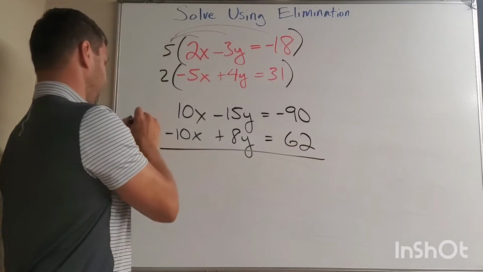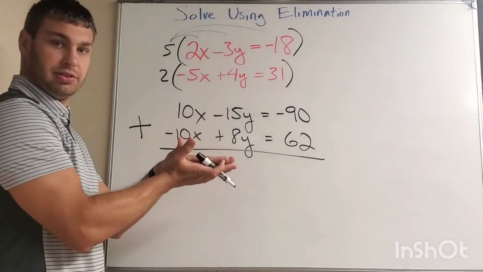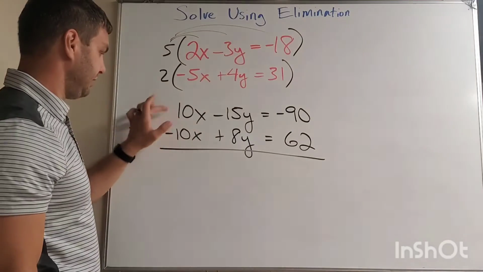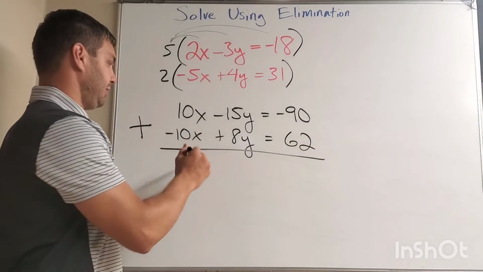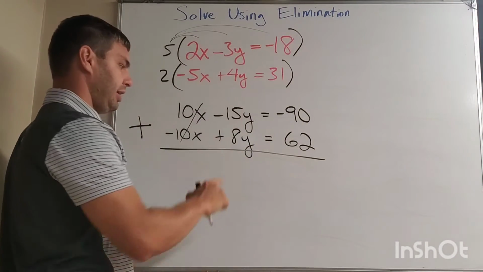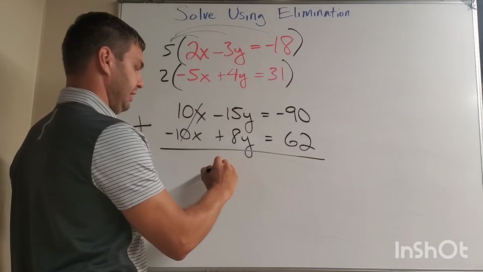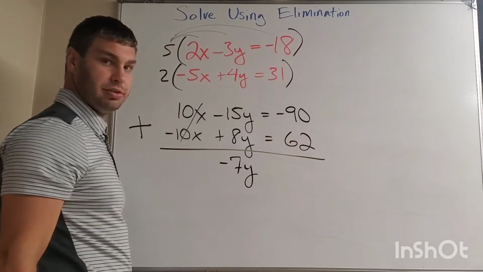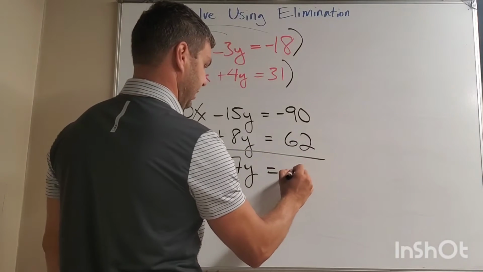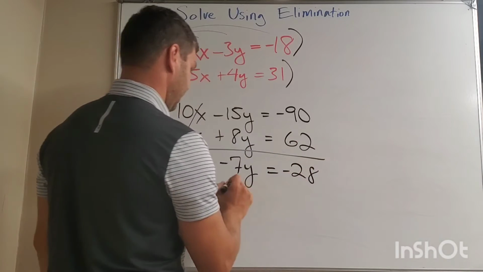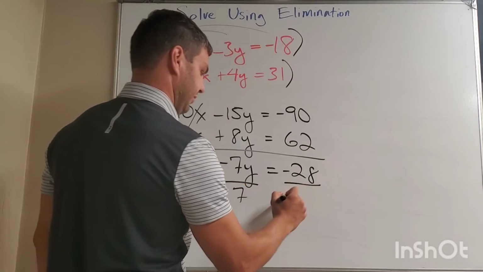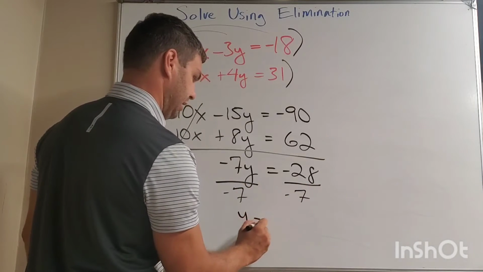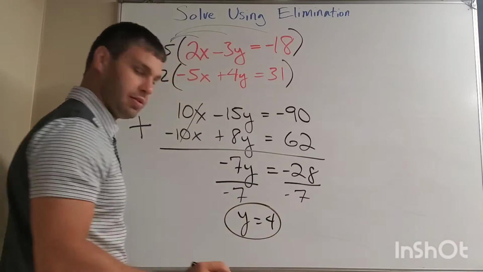Again, we're treating this like a big addition problem. We're just squeezing those two equations together. The x's, the positive 10x minus 10x, will cancel. And then negative 15y plus 8y is negative 7y. And then negative 90 plus 62 is negative 28. That's nice, because if I divide by negative 7, then y gives me a positive 4, which is good.